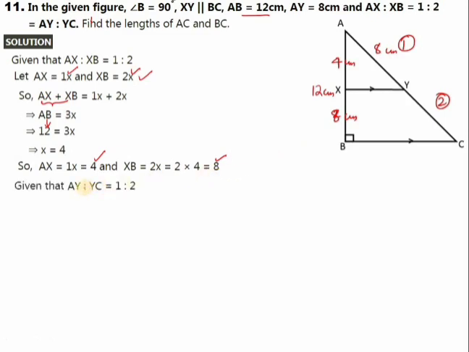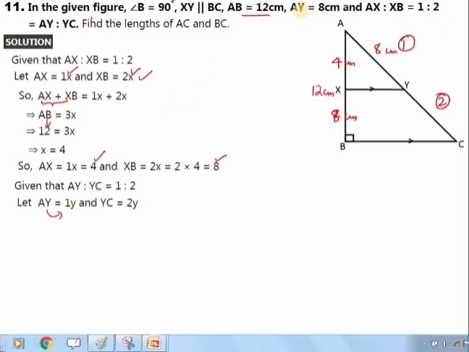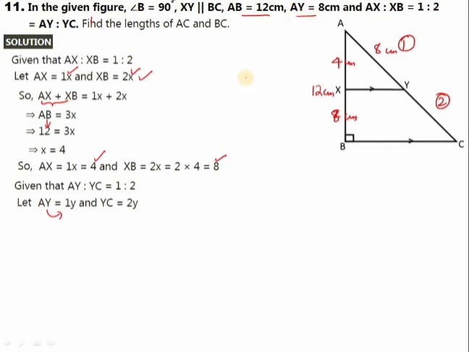Now similarly, it is given that AY is to YC is also 1:2. So here what I will do is, I will take AY equals 1y and YC equals 2y. Now how much is AY given to us? AY is given to be exactly 8 centimeters, isn't it? So in place of AY, let me write 8. So 1 into y is y, so the value of y is 8 here. So if y is 8, then obviously YC will be 2y, which is 2 into 8, which is 16. So this turns out to be 16 centimeter.